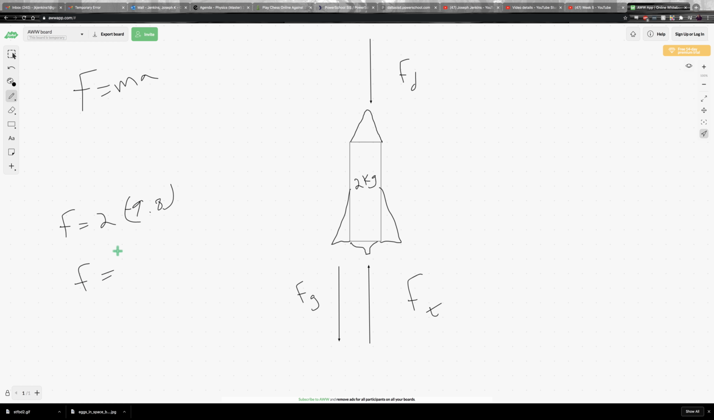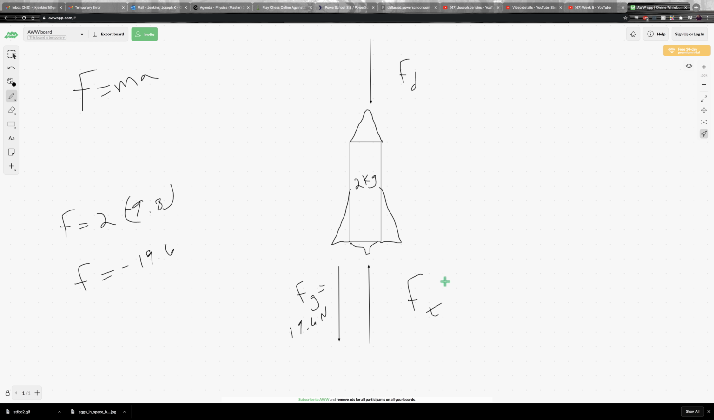So what is 2 times negative 9.8? That is going to be what? Almost 20, right? 2 times 9.8, that's going to be almost 19.6. So negative 19.6 in the downward direction. That's what that negative means. So the force of gravity is equal to 19.6 newtons.